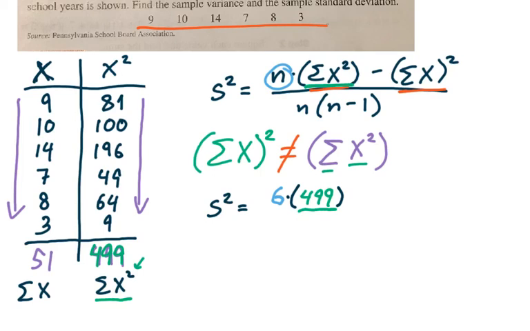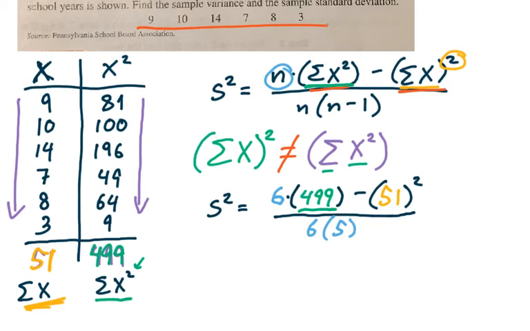After that, we're going to be taking this value and squaring it and subtracting it away. So the sum of the x values is 51. Those are just the values themselves, adding them all up. And then that's going to go right here, and we're going to raise that to the second power. And all of this is divided by 6 times 6 minus 1. Without a calculator, we can do that as 5.